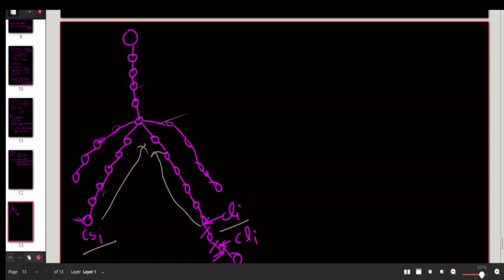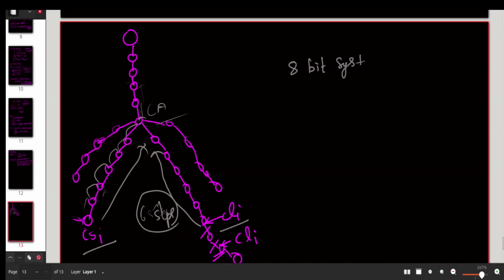you have to move 1, 2, 3, 4, 5, 6 steps in order to reach the LCA, least common ancestor. But we don't know that it is 6. Assume that it's an 8-bit system. Just assume that for simplicity, because it's a very simple example. Now look at the first one. Start from MSB, go till LSB.